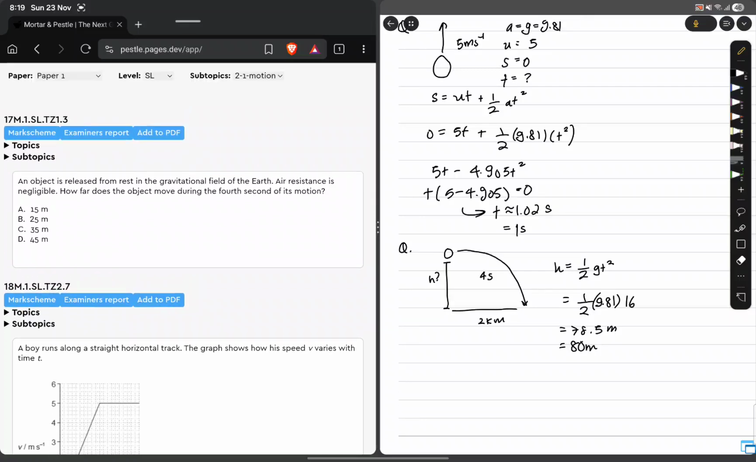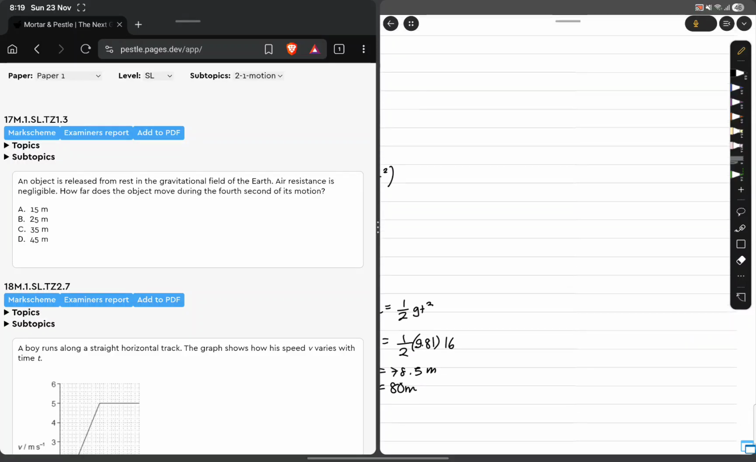Next question. Just know that a lot of these questions from the old syllabus didn't really allow calculators, so that's why the numbers are really easy. But in the new syllabus, we allowed calculators for every paper, 1 and 2. So I'm going to be using the specific numbers.